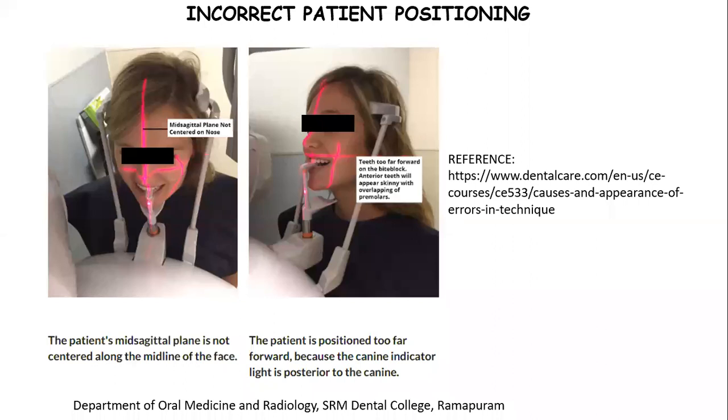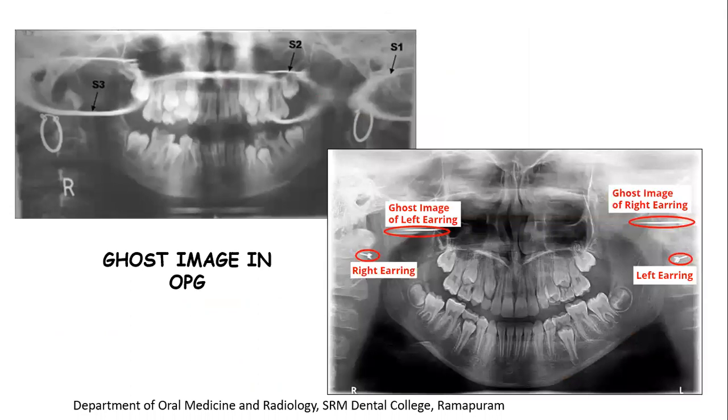So these are some of the images to show how the patient positioning is improper. As you can see in the first image, the chin is too low or the patient has bent too far down. In the second image, the chin has been lifted away from the bite block. So these are the OPGs showing ghost images that can occur because of wearing metallic ornaments. It causes a ghost image of both the right side and the left side. So this can cause an obstruction in the diagnostic accuracy.